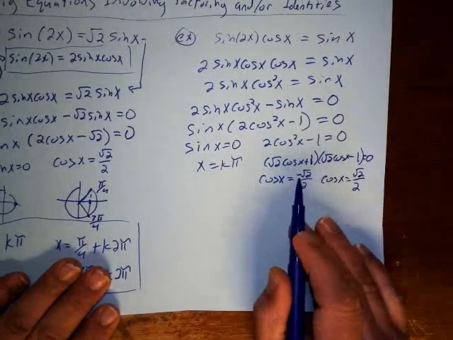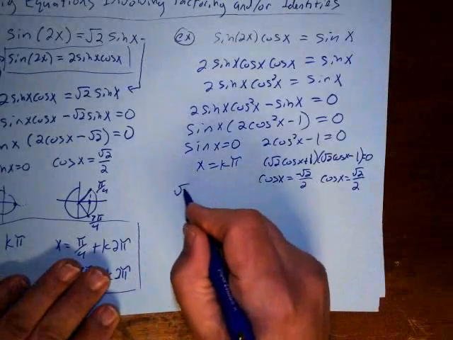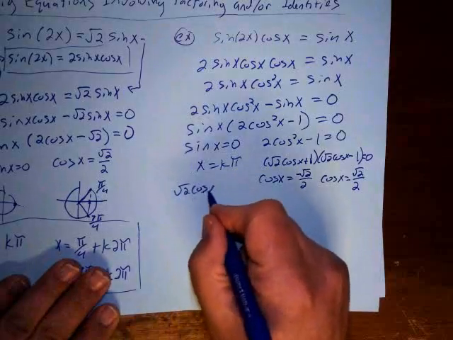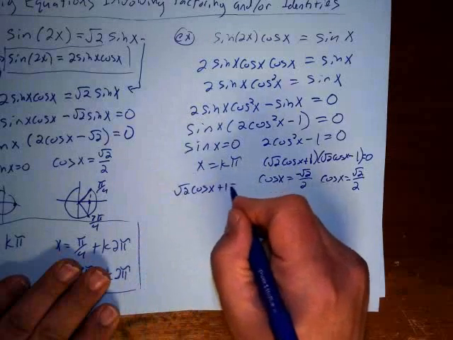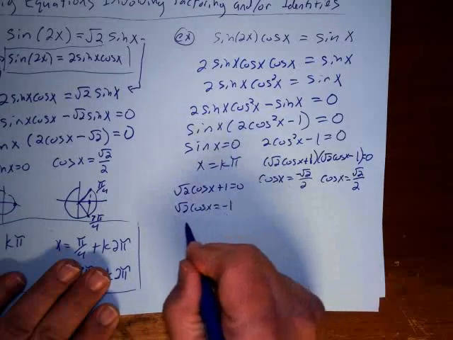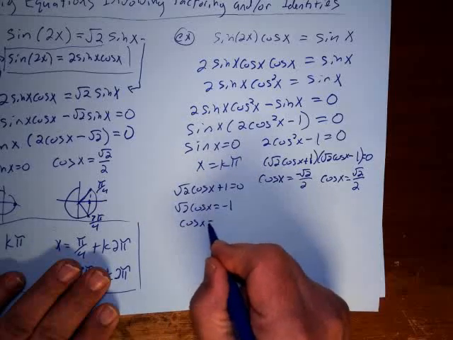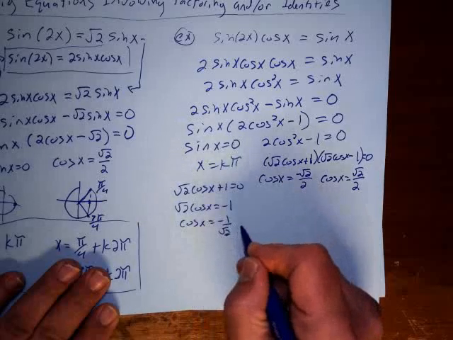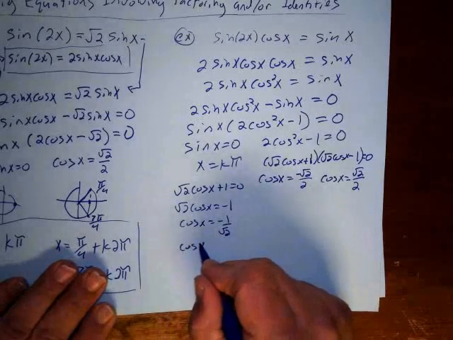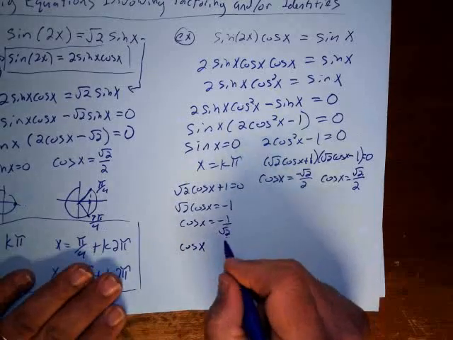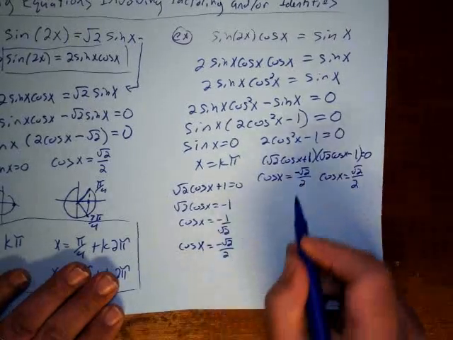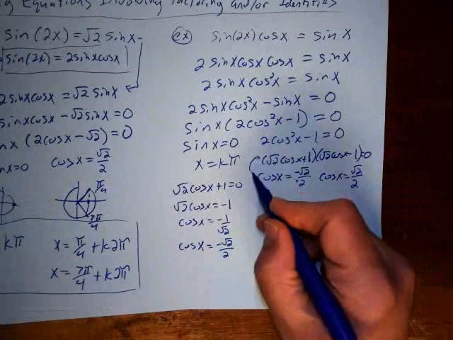So if you're not sure why that is, let me show you down here. If I have square root of 2 cosine x plus 1 is equal to 0, then this is equal to negative 1, so cosine x is equal to negative 1 over the square root of 2. Multiply top and bottom by the square root of 2, and then you would get negative square root of 2 over 2. Okay, so that's how I went from here to here.